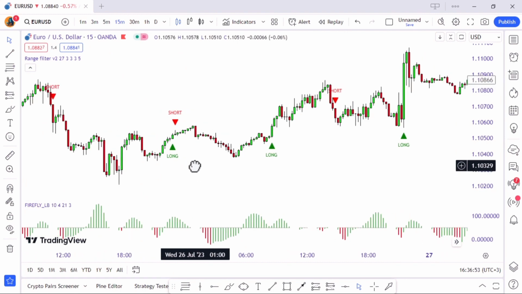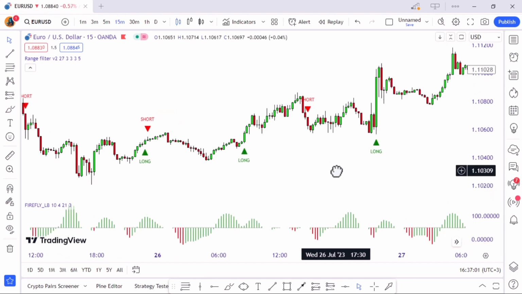This way, you'll have a better shot at identifying quality buy setups when the histogram is green and above 0. And for sell setups, watch for it to be red and below 0. The histogram is excellent at filtering out those potentially less promising signals.